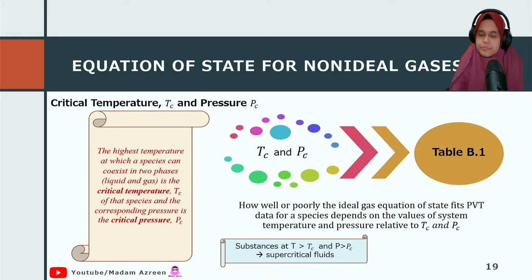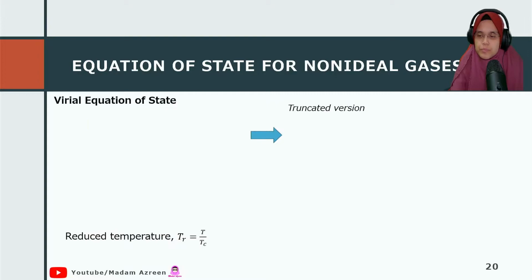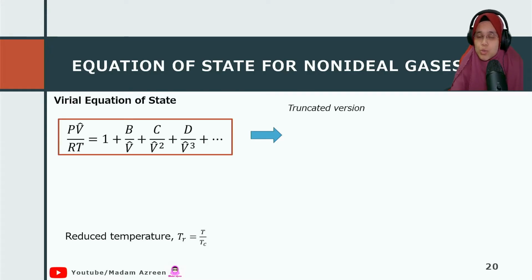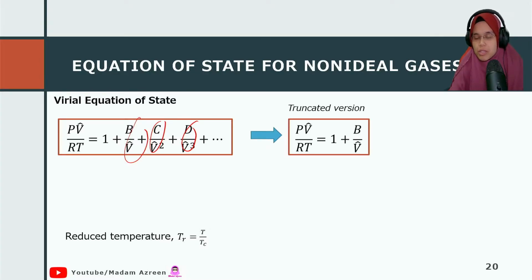Okay, let's go to the first equation of non-ideal gas, or real gas: the virial equation of state. This equation is more complicated than PV equals nRT because it has additional terms: B, C, D, E, F, and so on until infinity. Okay, and it has a truncated version.